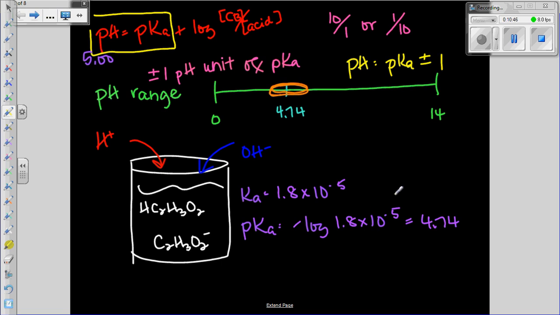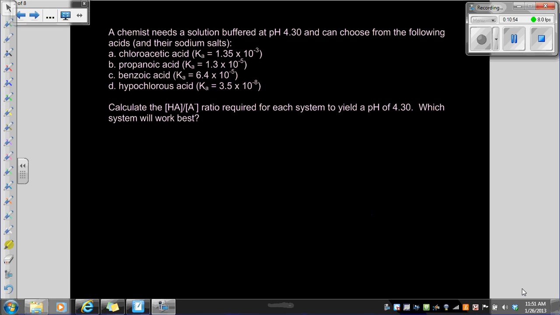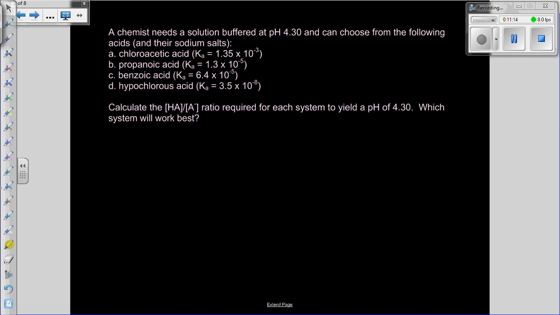Okay, so I need to show you an example of how we would select a buffer from a list of acids. So here's our example. We need a solution that's buffered at a pH of 4.30, and we're provided with a list of acids and their Kas. And then the question also wants to know what the ratio is required for each system to yield a pH of 4.30. So this is what we're going to do.